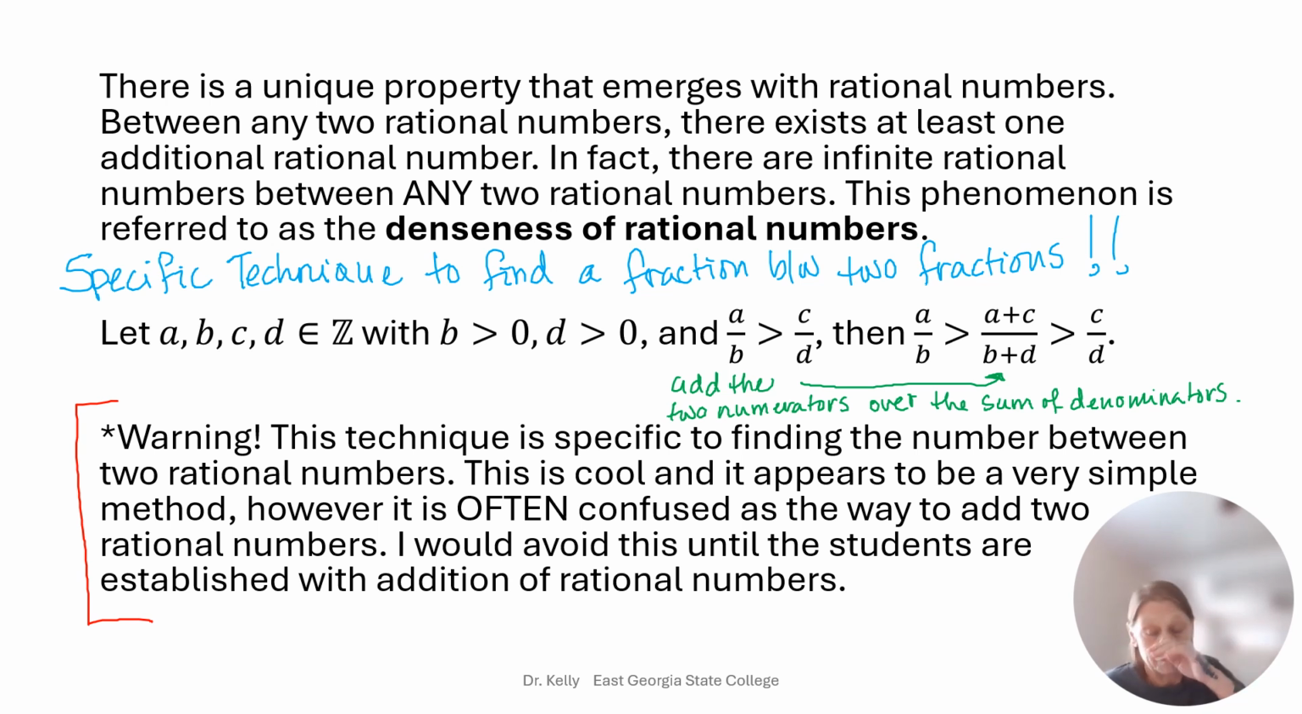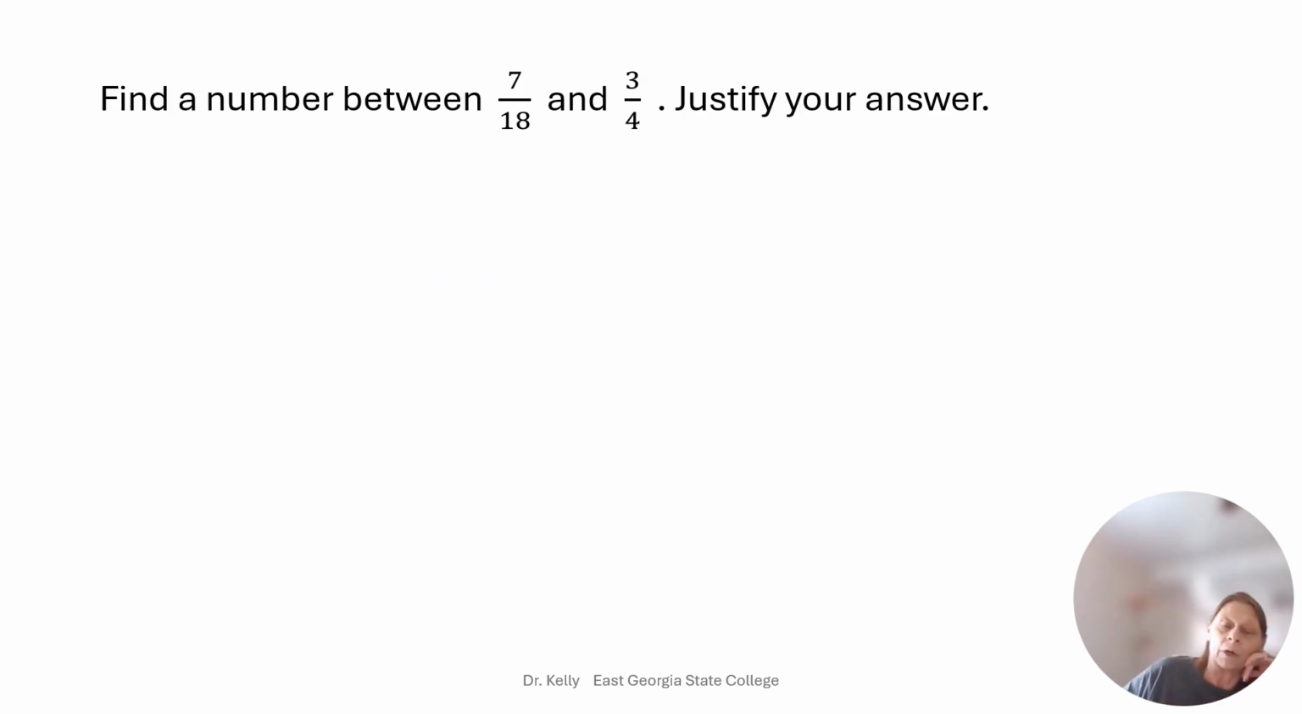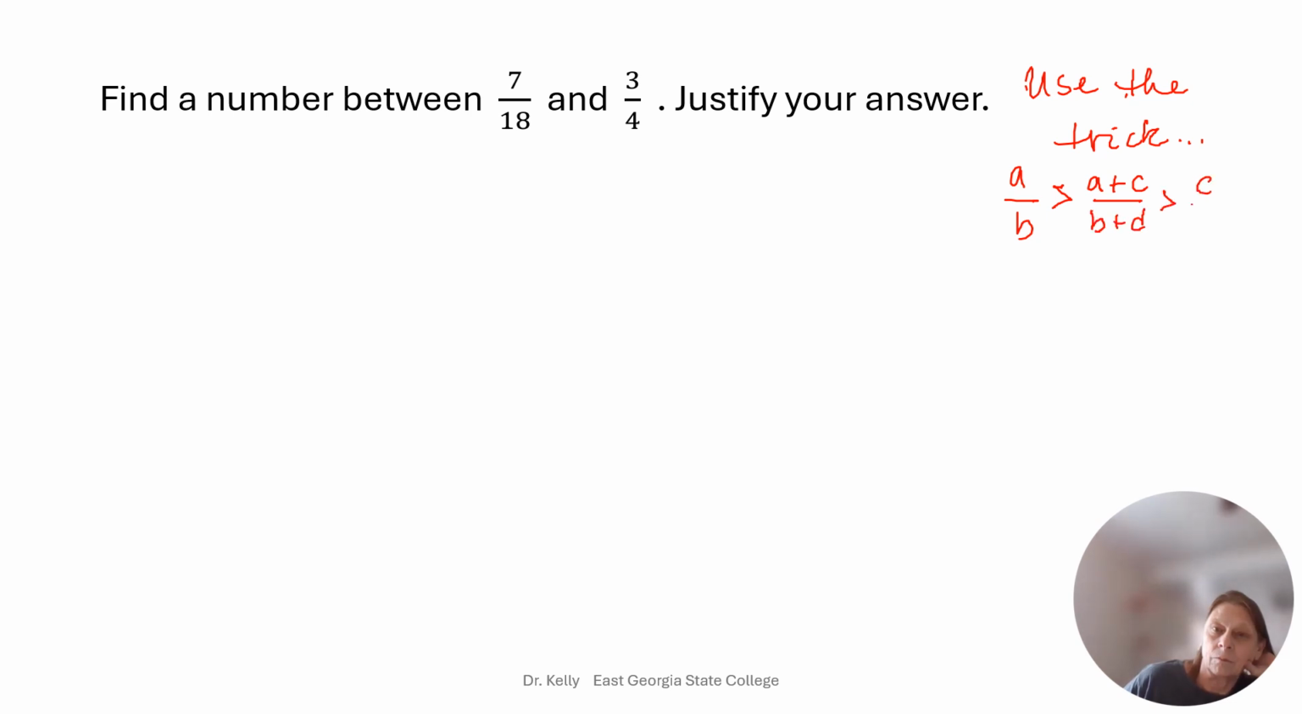Okay, so, but meantime, it's cool, and let me show you how it works. If we wanted to find two numbers between 7 over 18 and 3 over 4, I'm going to use the trick. And the trick is this. Okay, so I'm going to use this trick.